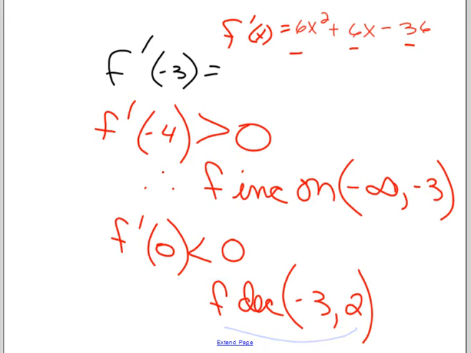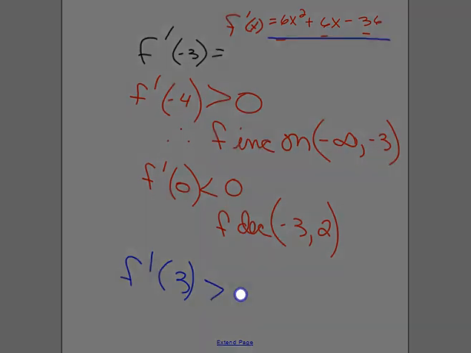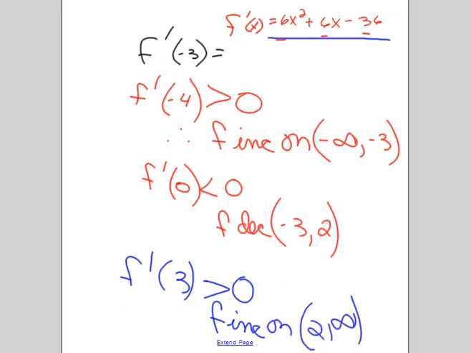So then what I'm going to do is I'm going to find f prime of 3. Why am I picking 3? Because it's greater than 2. Any number to the right of 2. And so when I plug 3 into that, that's going to end up becoming greater than 0. So what that shows then is that f is increasing on 2 to infinity.